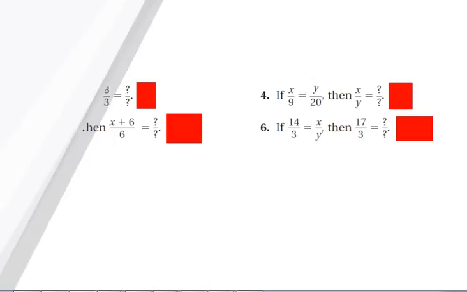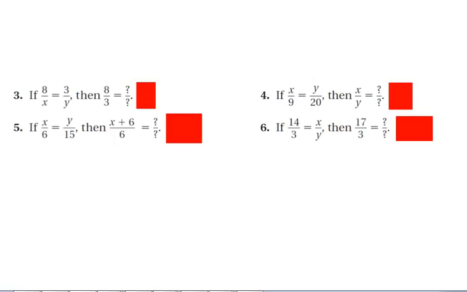Alright, here are a couple of practice problems for you to try on your own. You want to see if you can get the answer for them, and when you are done doing these problems, you can go ahead and restart the video. So pause it, do them, and give them a try.